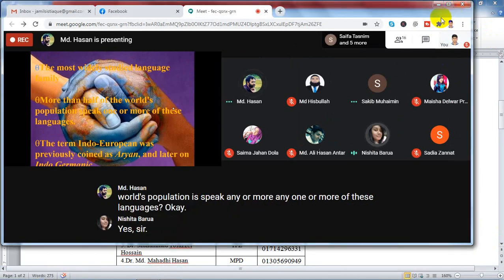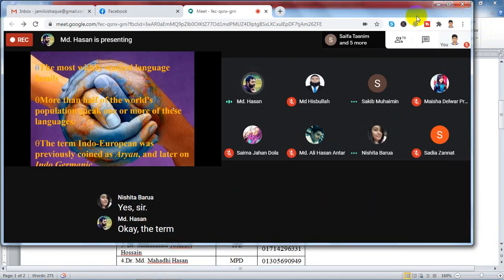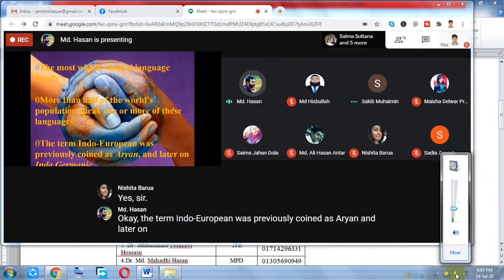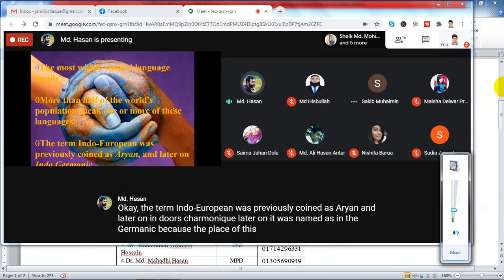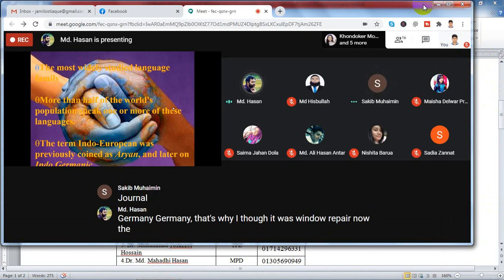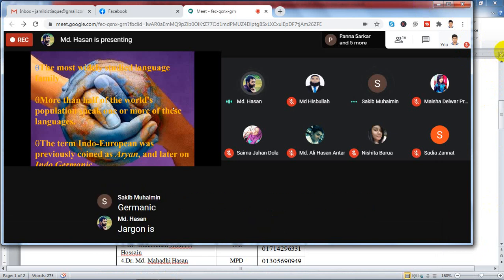The term Indo-European was previously coined as Aryan and later on Indo-Germanic. Later on it was named Indo-Germanic because the place of this one is mainly Germany. That's why, though it was Indo-European, now much more focus is given to Indo-Germanic. Okay, thank you.